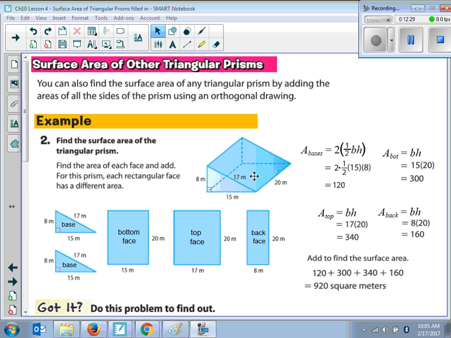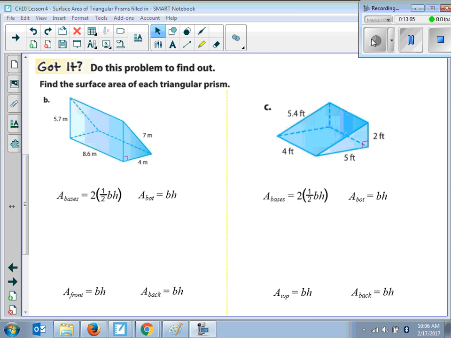And then you're going to find the area of the bottom face. Okay, see that's the bottom face down there, and it's 15 by 20, and you can see that here, 15 by 20. You have the top face up here, so that's going to be a 17 by 20. And then you have that back face back there, and that's 8 by 20. You see? And then you just do your calculations just like we did in the first example, and then add them all together.